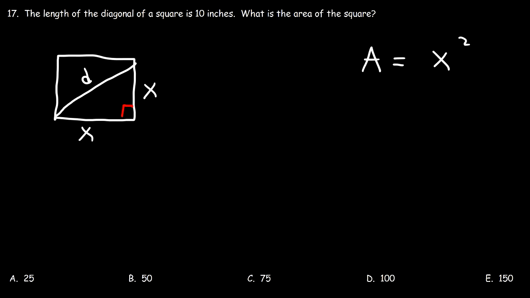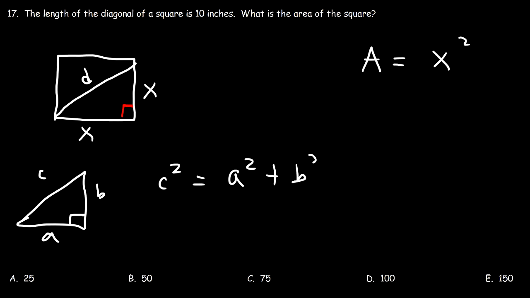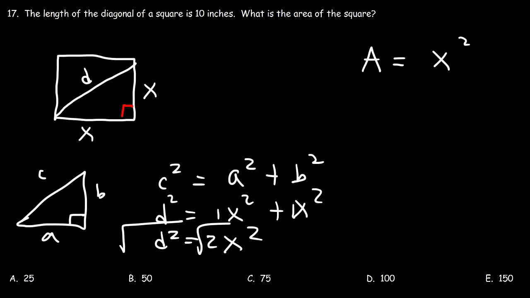Now what's the relationship between X and D? Well, we can use the Pythagorean theorem since we have a right triangle. So let's say this is A, B, and C. So C squared is equal to A squared plus B squared. In this example, D is the same as C, and A and B are both equal to X. So X squared plus X squared is 2X squared. And then if we take the square root of both sides, we can see that D is going to be the square root of 2 times X. The square root of X squared is just X. So that's the relationship between the length of the diagonal and the side length.